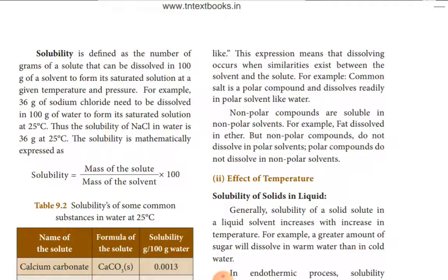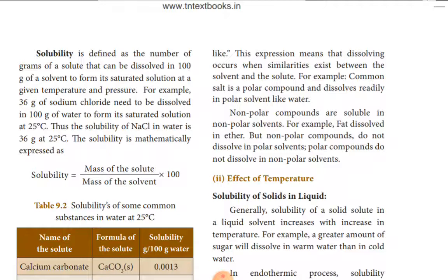That is the meaning of "like dissolves like," because similarity exists. This is a polar compound, that is a polar solvent. Similarity. So because of the similarity, it is going to give you a homogeneous mixture. A solution will be formed.